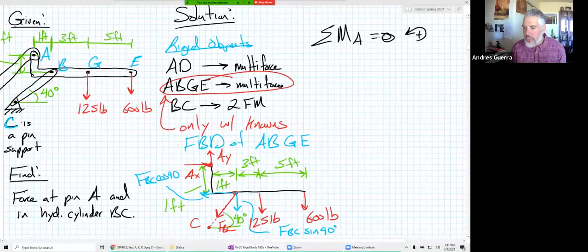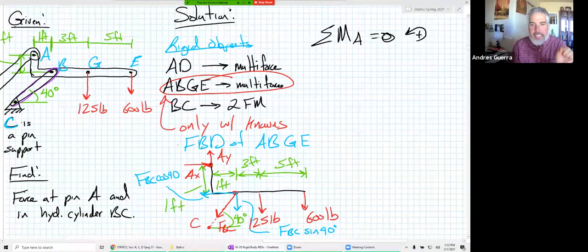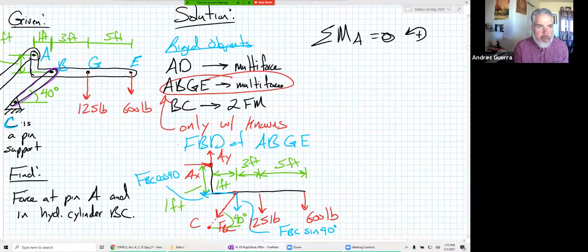Now, one thing that is good practice is for us to draw those forces on top of where the rigid object used to be. If we go up to this picture up here, there's our rigid object for B to C. The force from B to C is really the force from B to C that's acting on our rigid object that we pick for the FBD. So that FBC is the force of BC acting onto ABGE. And so let's draw it on top of where that rigid object used to be.